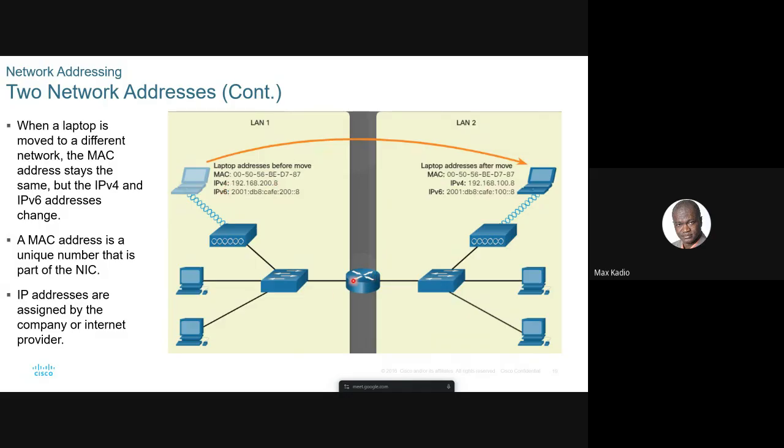It will read: where do you come from? Where do you want to go? Then it will proceed. If one of these is missing, you cannot communicate. So you need both a MAC and an IP. You can read this one, it's very important.